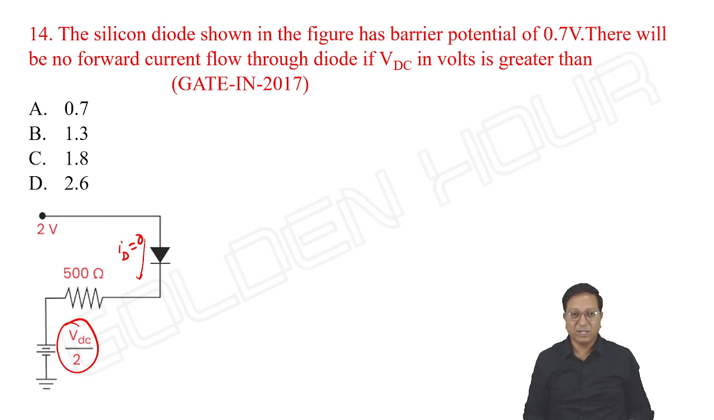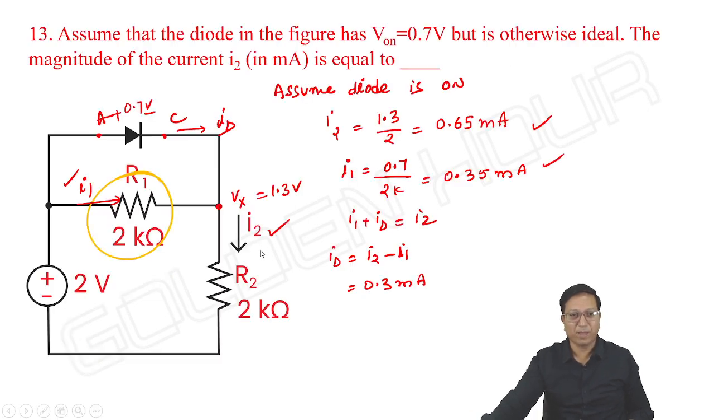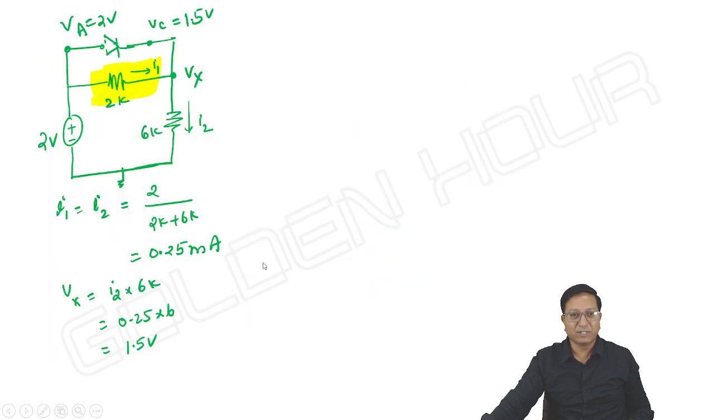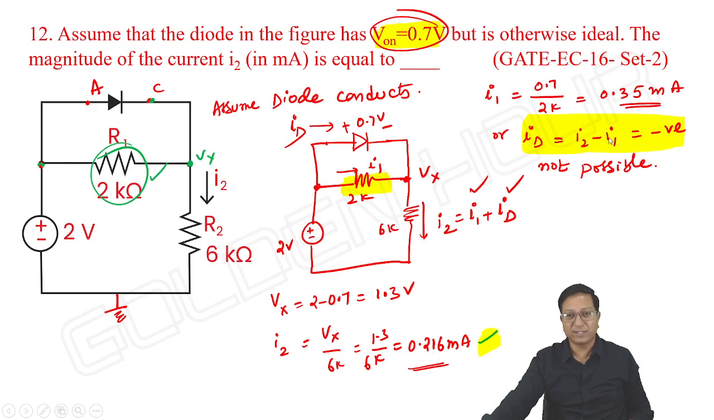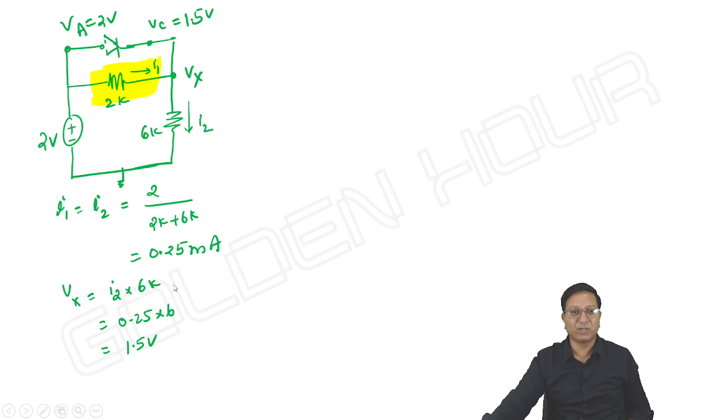For the diode to be off, the voltage across the diode should be less than 0.7 volts. We can observe that from the previous problem. Here we observed that ID is negative, so the diode is not conducting. If so, what is Vx? We calculated that; Vx is found to be 1.5 volts. So anode voltage minus cathode voltage, the voltage across the diode is 0.5 volts, which is less than V gamma, and hence the diode is off.